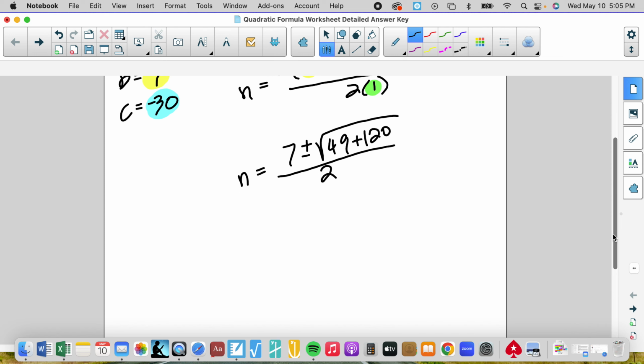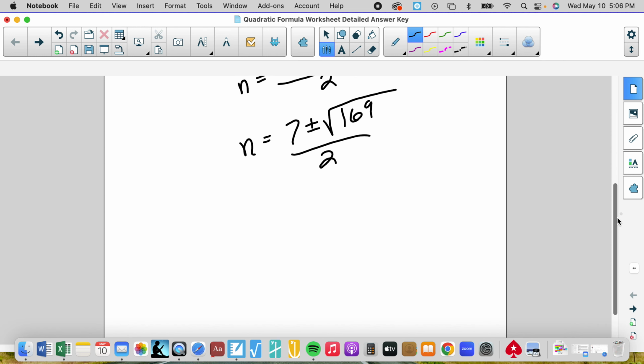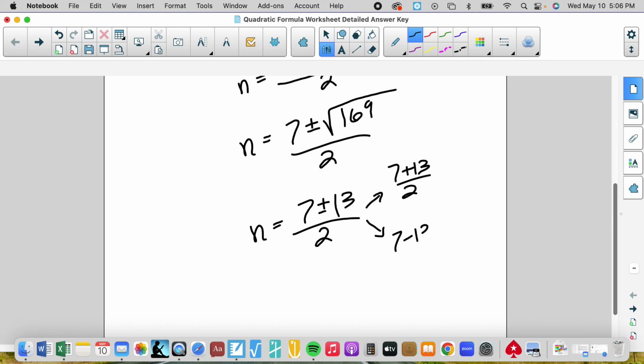Now we can start simplifying that radical. n equals 7 plus or minus the square root of 49 plus 120, which is 169, over 2. The square root of 169, I know that equals 13, so 13 over 2. And now we're going to split it. We have 7 plus 13 over 2, and the negative side, 7 minus 13 over 2. That gives me 20 over 2, which equals 10.